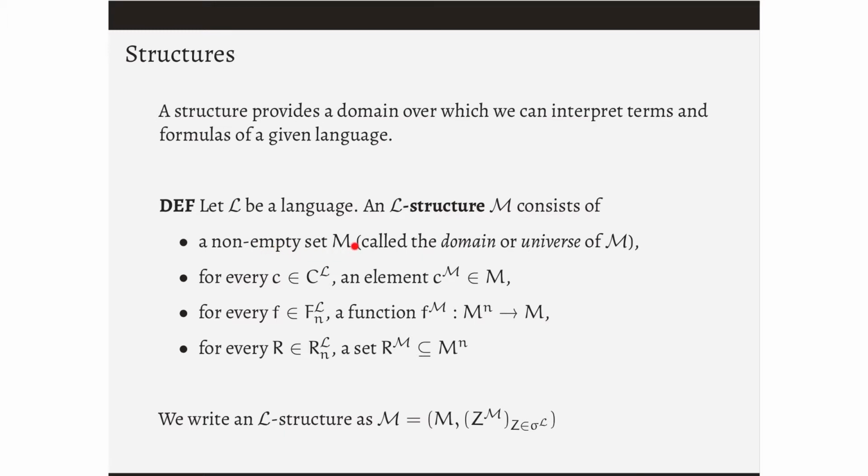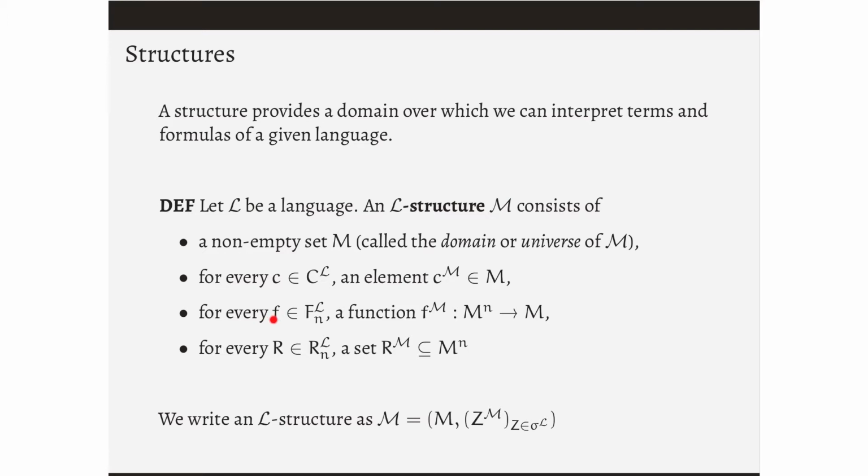parts. One is a non-empty set. That's called the domain or the universe of M, of the structure. So those will be the elements that we can interpret variables over, for example. Then, for every constant symbol in the language, we have to provide an interpretation of that constant symbol in our domain. So every constant symbol c will be assigned an element of the domain or universe, and we denote this by c to the M.